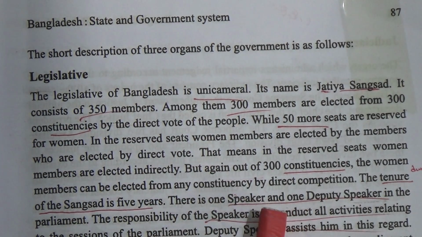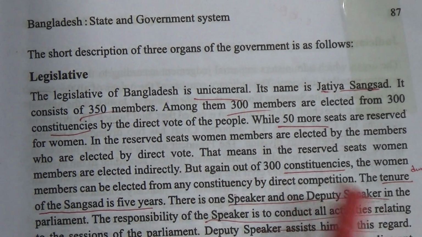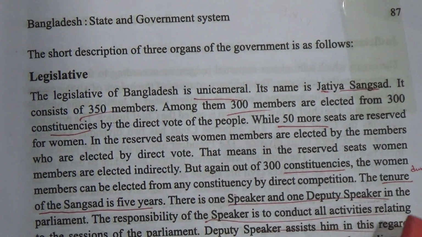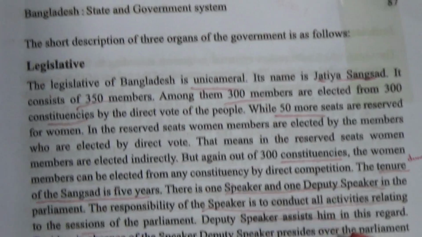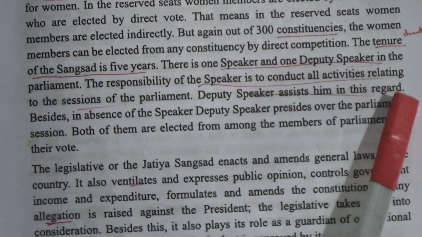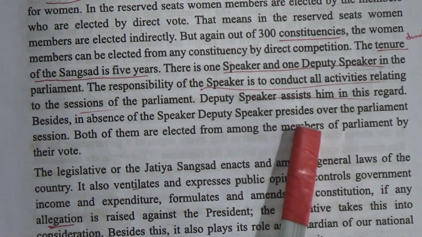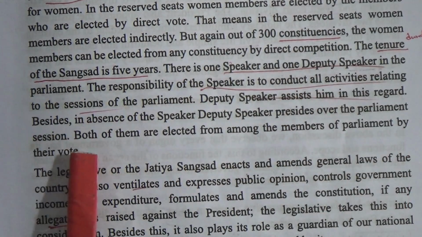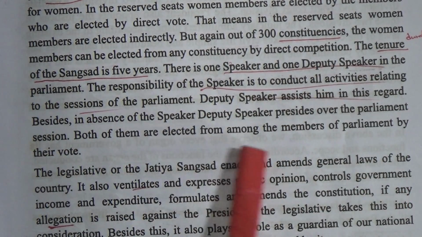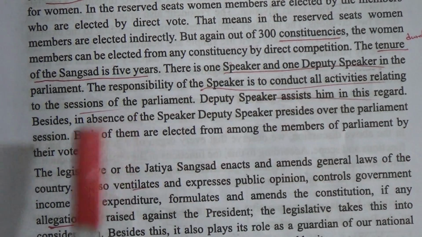There is one speaker and one deputy speaker in the parliament. So how many? There are one speaker and one deputy speaker in the parliament. The responsibility of the speaker is to conduct all the activities relating to the sessions of the parliament. Deputy speaker assists him in this regard. Besides, in absence of the speaker, deputy speaker presides over the parliament session. Both of them are elected from among the members of parliament by their vote.